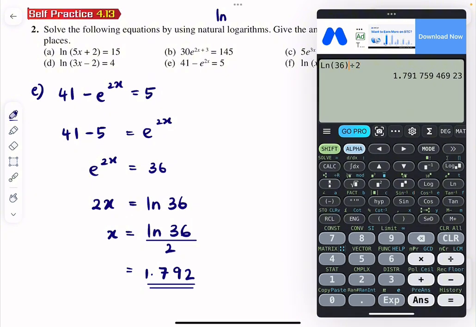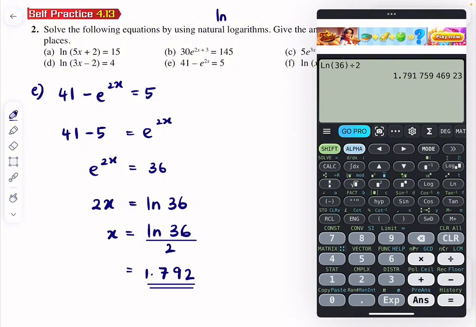Don't forget that you have to close the bracket here. Some students might go and do ln 36 divided by 2 without the bracket, so this is completely different. It's ln 36, close bracket, divide 2. The whole thing divide 2.